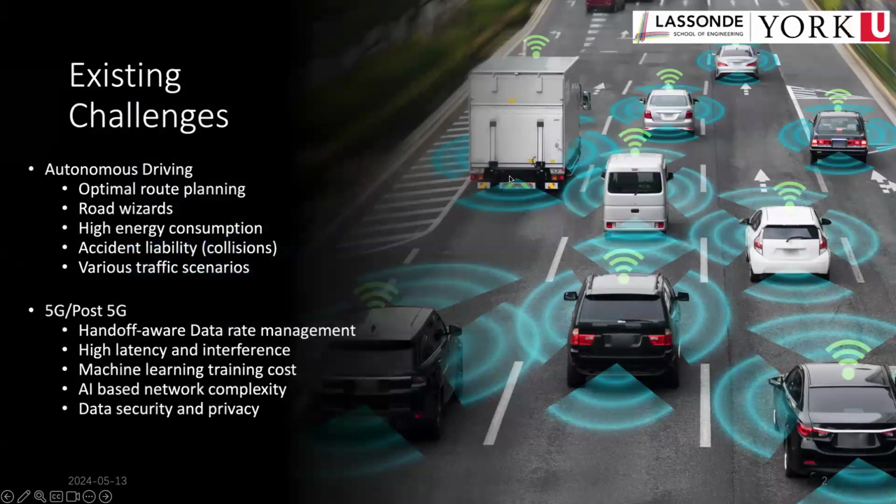There are many existing challenges in real-life highway environments. First, we need to find an optimized route to maximize speed, while also avoiding collisions and reducing the number of lane changes. On the other hand, in 5G and post-5G networks, we have to worry about handoff. We cannot drive so fast that we create additional handovers. We also need to reduce latency and interference, and leverage AI for resource allocation.